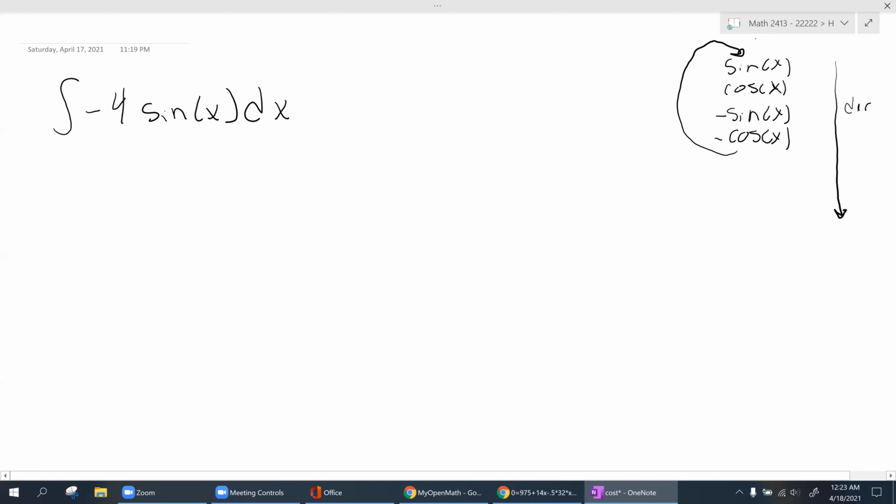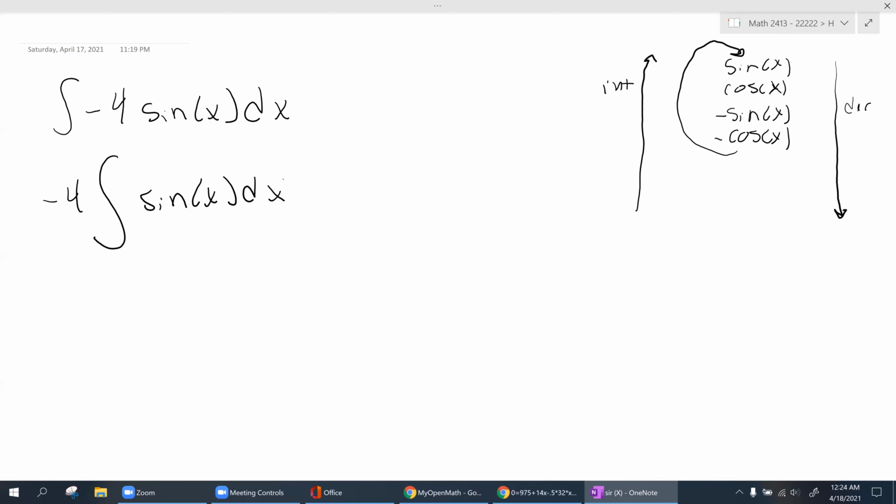So that means if you wanted to go backwards, you would have to go the other way around. You would find the integral going that way. So let me go ahead and factor out this -4. So this is going to be -4 integral of sine dx, meaning I can just find the integral of sine of x and then multiply by -4. One way to think about this as well is whenever you derive what, it gives you sine of x.